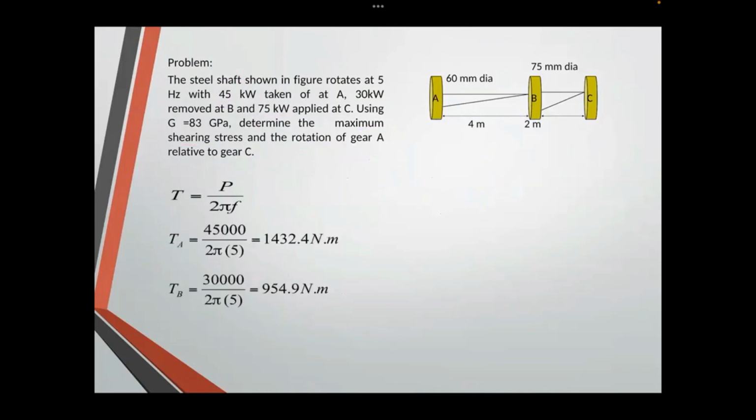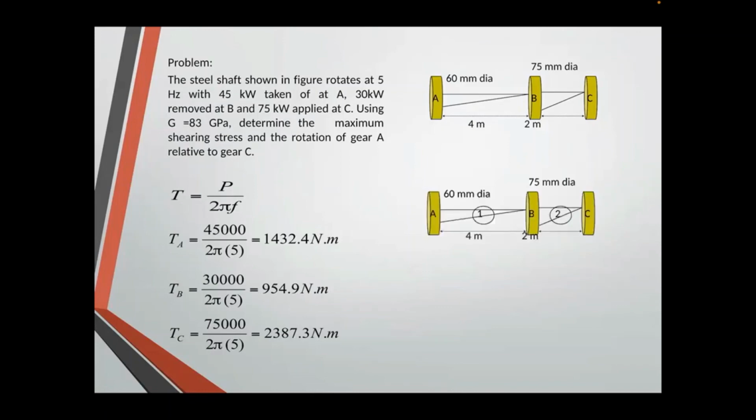TB, TC. So, again, the unit na is Newton meter. So, you would still need to multiply it with 1,000 pag sinubstitute na natin. Applying it now, if you'll notice, if we add nyo yung 1432.4 plus 954.9, it is equal to 2387.3. So, ganito yung magiging itsura niya. Kasi di ba we want our system to be in equilibrium. So, dapat babalik siya sa zero. So, ganito yung itsura. Ito yung torque present.